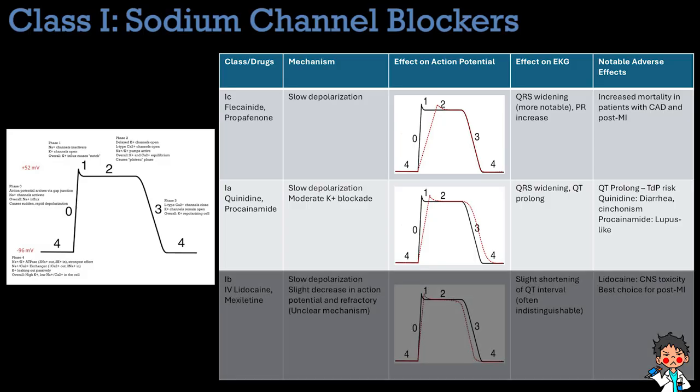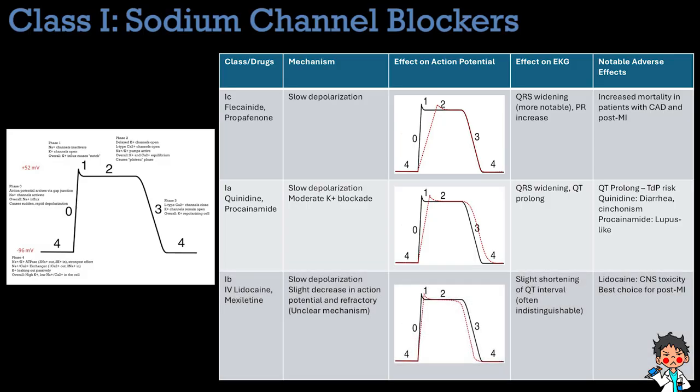So let's finally move on to class 1B here, which includes drugs like IV lidocaine and mexiletine. As I mentioned, this is the weakest of the class 1 antiarrhythmics in terms of sodium channel blockade.